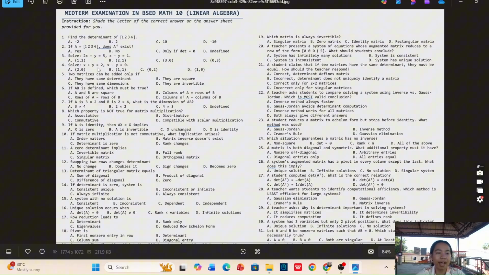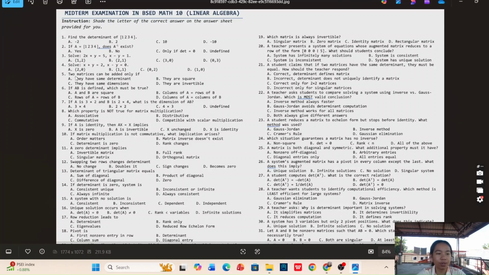Number 3. 2x plus y equals 5 and x minus y equals 1. The correct answer of number 3 is letter B, because solving the system gives us x equals 2 and y equals 1, which corresponds to the ordered pair 2 and 1.